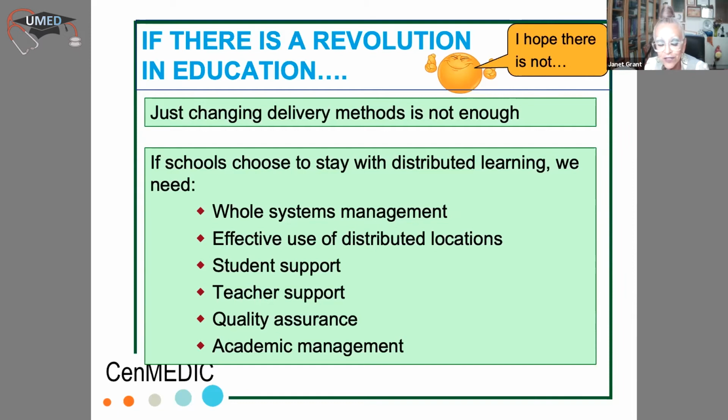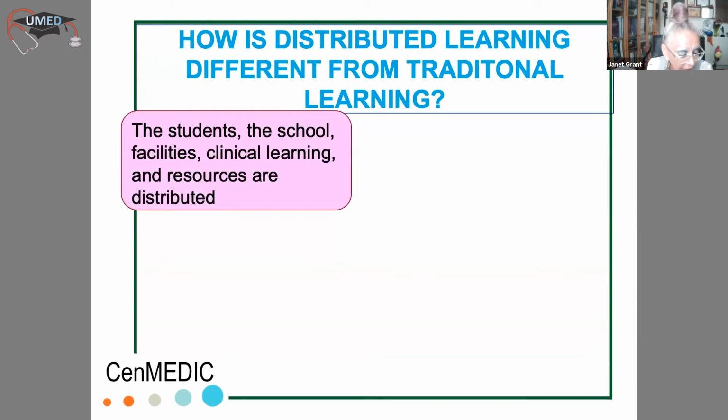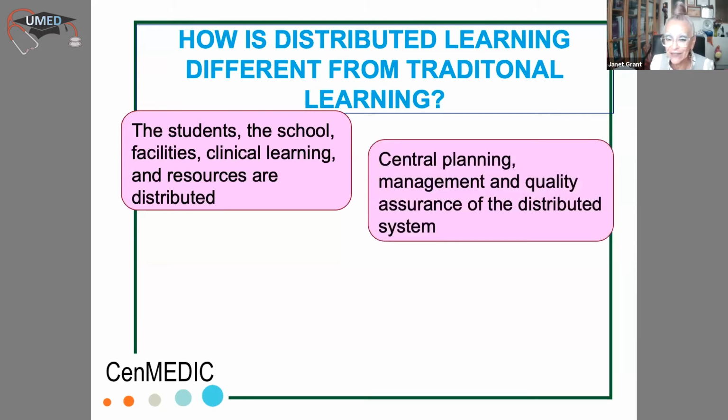And it needs quality assurance, and it needs academic management. And we've spent a lot of time talking about academic management in our standards. So how's this different from traditional learning? The students, the school, the facilities, the clinical learning and resources are distributed. Yours are from time to time anyway. So for you, it's just about thinking about those things differently and perhaps seeing that differently.